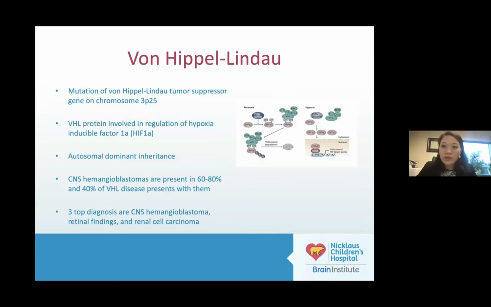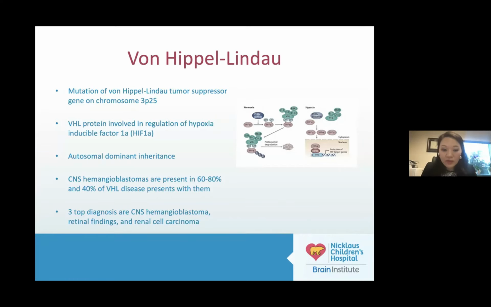Moving on to another condition, von Hippel-Lindau. It is caused by a mutation of the von Hippel-Lindau tumor suppressor gene located on chromosome 3p. When I think about von Hippel-Lindau, I think about threes. VHL has 3 characters, and is located on chromosome 3. It is involved with the regulation of hypoxia-inducible factor, or HIF-1 alpha. It is inherited in an autosomal dominant fashion, and CNS hemangioblastomas are present in 60 to 80% of the population. However, 40% of them actually present with them.